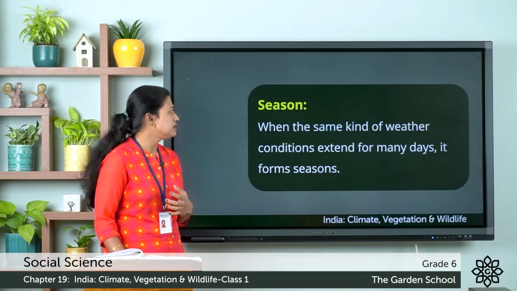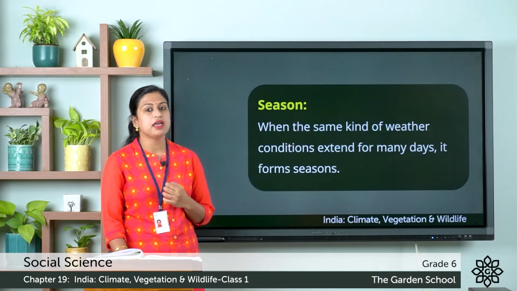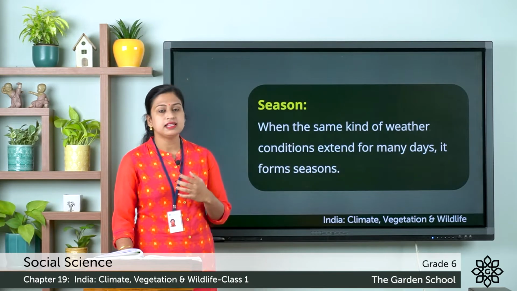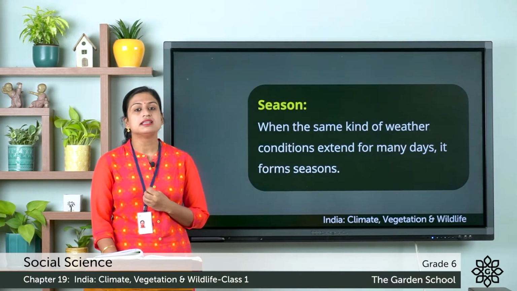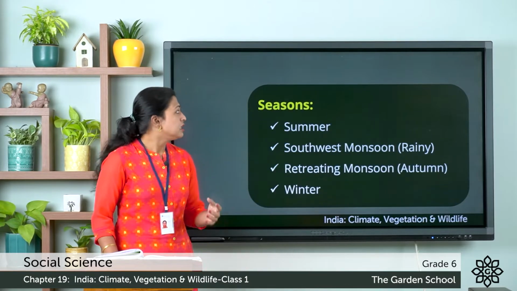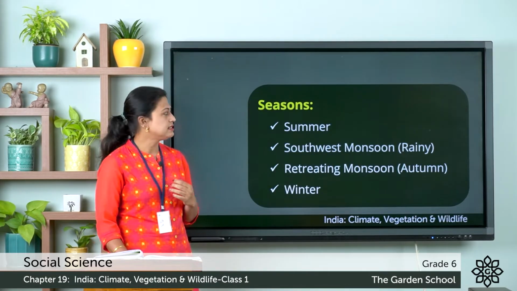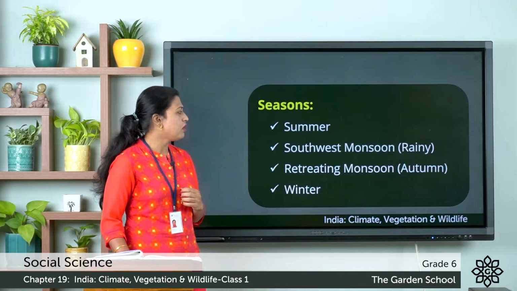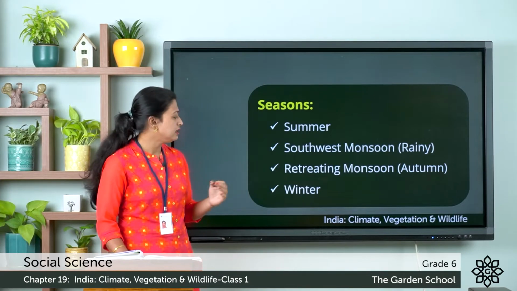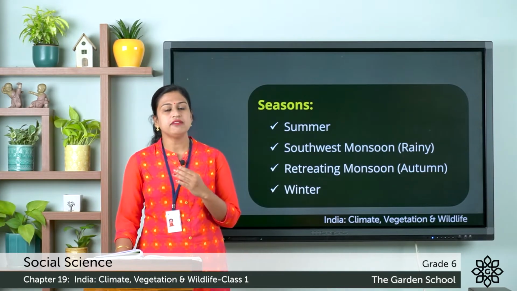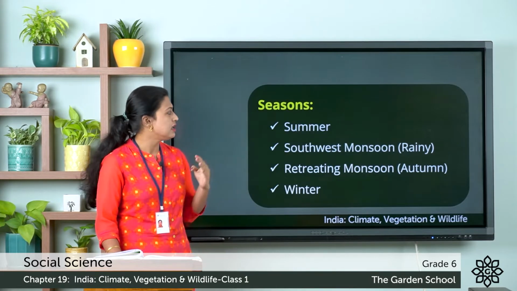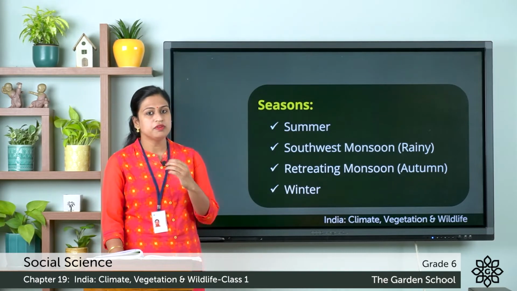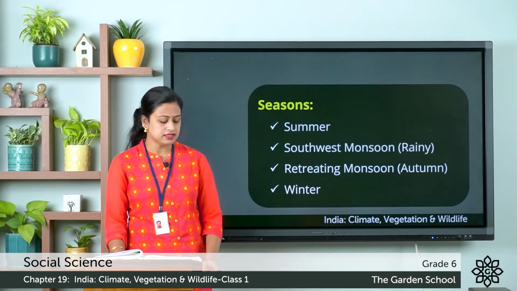The next one is season. So what do you understand by season? Here season means when the same kind of weather condition extends for many days, it is known as season. And you all know that we have four major seasons, that is summer, southwest monsoon, that is the rainy season, retreating monsoon, which is also known as autumn season, and winter season. So in India we have four major seasons, that is summer, southwest monsoon, retreating monsoon and winter season. So we will be discussing these seasons in this chapter.